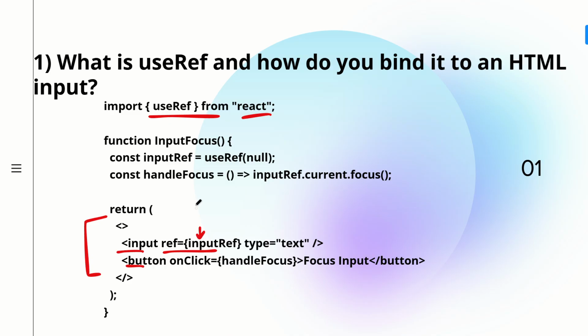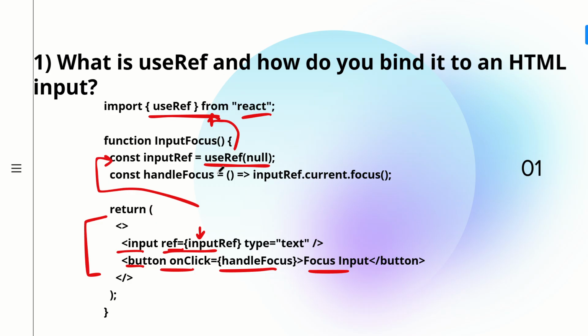What is this inputRef? inputRef is basically a variable which is defined using useRef. And where is useRef coming from? useRef is coming from React. useRef is a hook and we are initializing it with null, and we have given that value to the ref of this input. Then there is a button, focus input. Whenever you click on this button, you are calling one function called handleFocus.